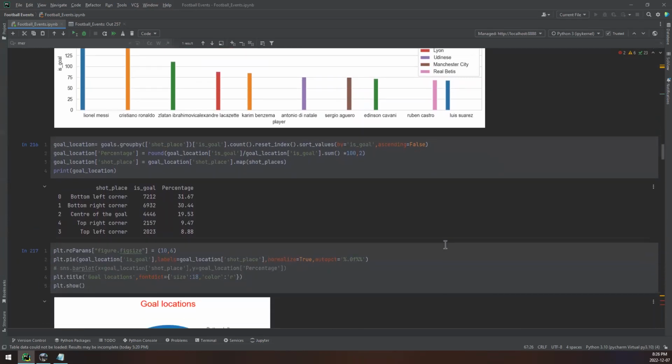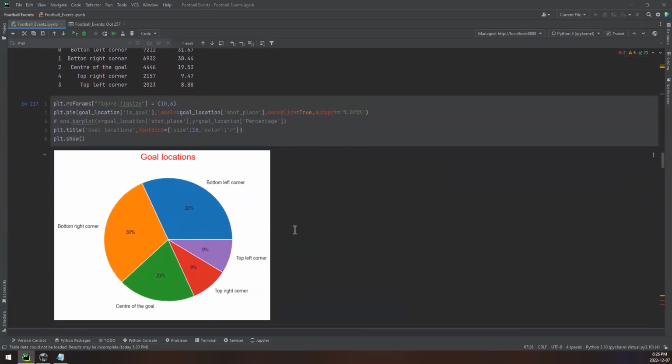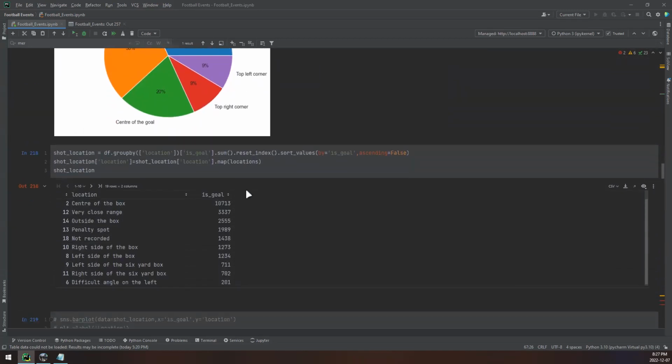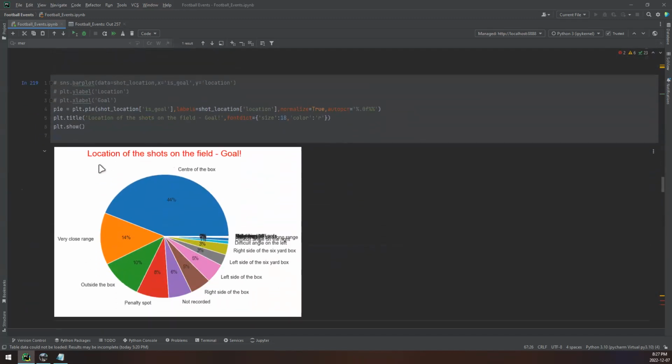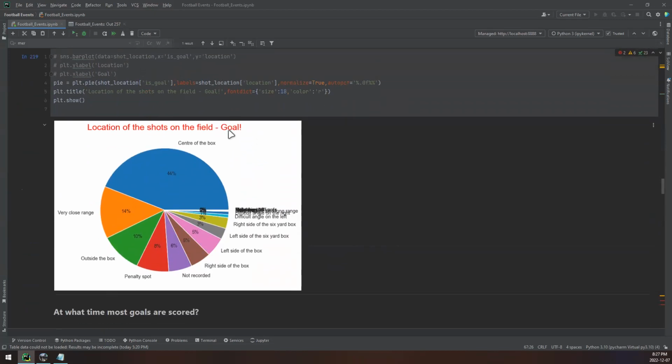What else did I do here? I made a pie chart for the goal locations, showing where most of the goals went, and you can see here it's the bottom left corner of the goal. Also, I made a pie chart on the location of the shots on the field that had an outcome of goal. Most of it was the center of the box, which is inside, close to the goal.